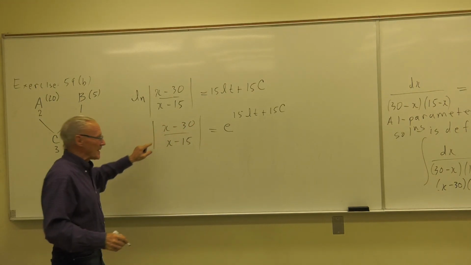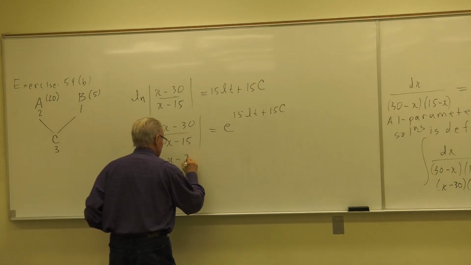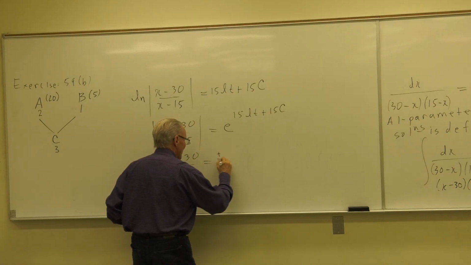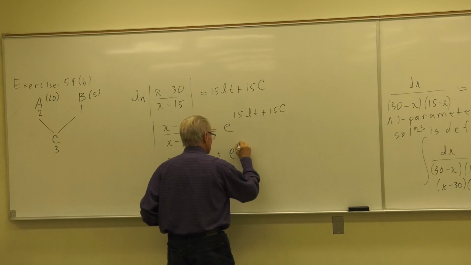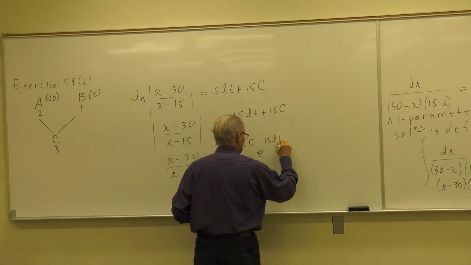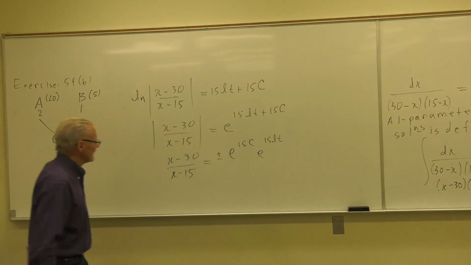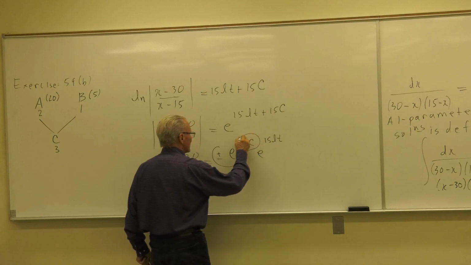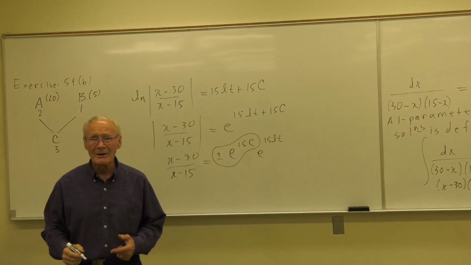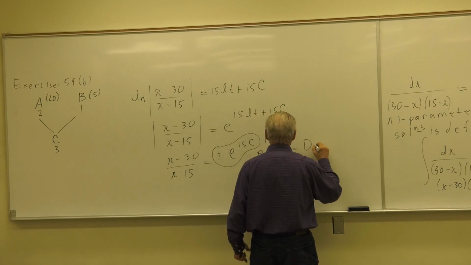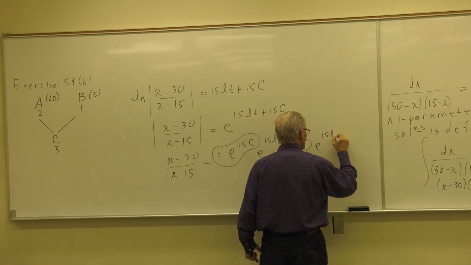Let's get rid of the absolute values. X minus 13 over x minus 15 is plus or minus, and I'm going to write e to the 15c times e to the 15 LT. And then I'm going to say to myself, this is just one great big fat ugly constant. Why don't we call that d? d e to the 15 LT.